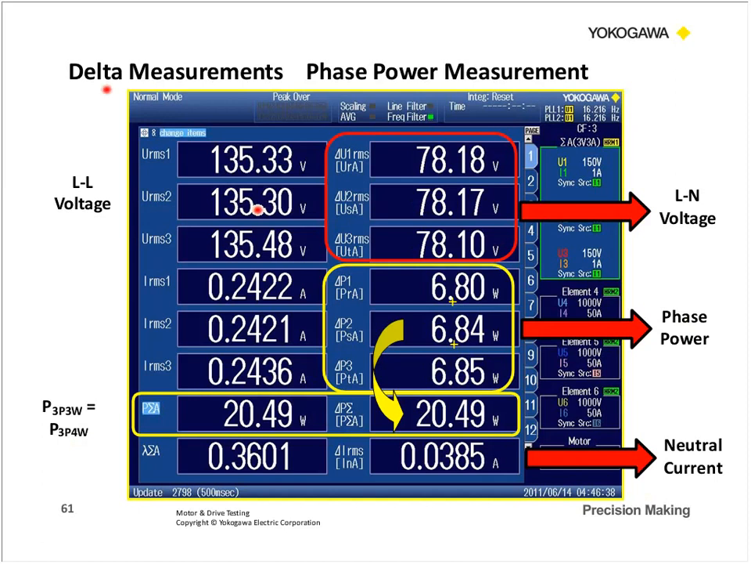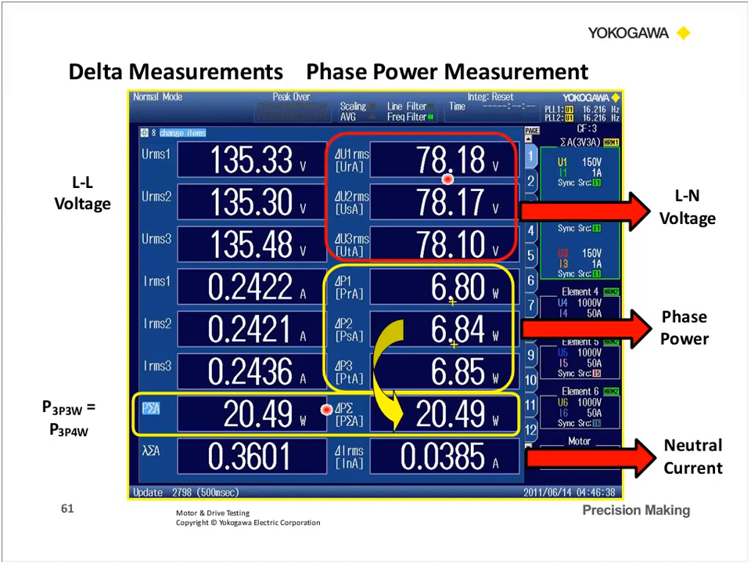Here's another function that some of our power analyzers offer, a true delta measurement. This is pretty neat. Here's my three-phase, three-wire, looking at all three voltages, about 135 volts line to line. Here are my line currents at 0.24 amps per phase. This delta measurement function, through the DSPs internally, will now calculate the phase power. Here's your phase power, 6.8 watts. If we add all three of these phase powers, I get 20.49. Over here, I measured the total power as 20.49.